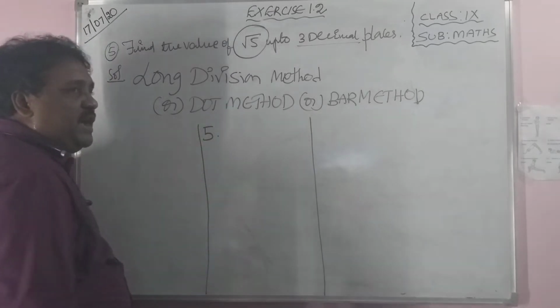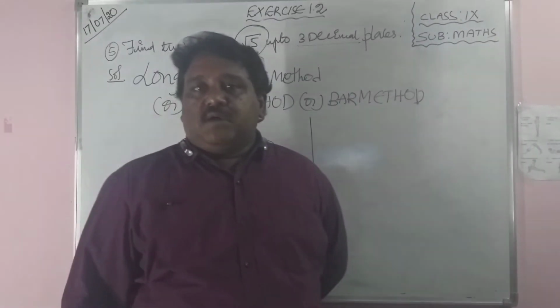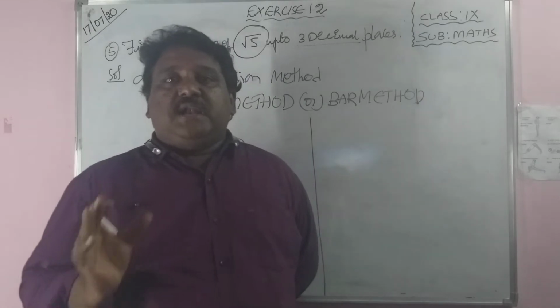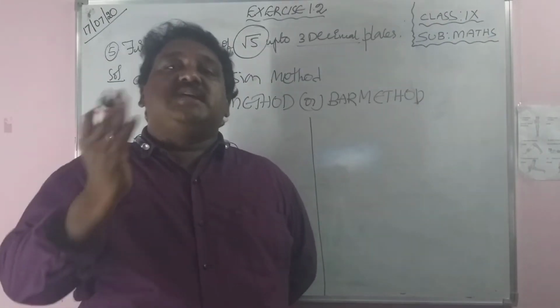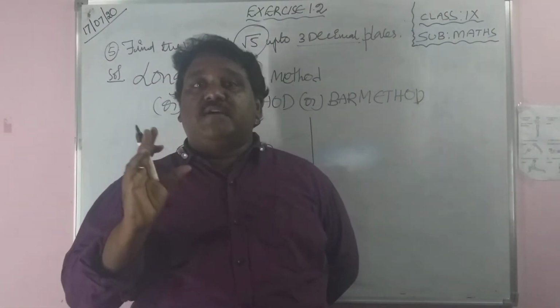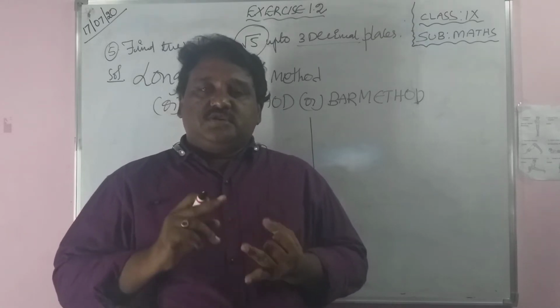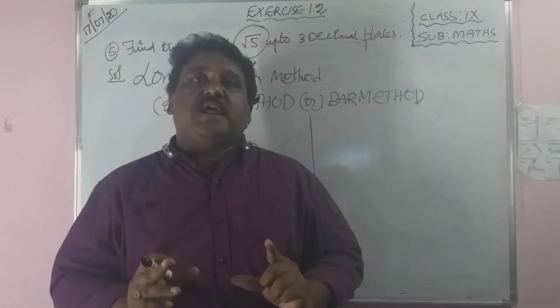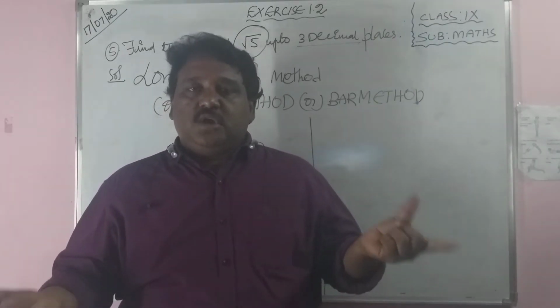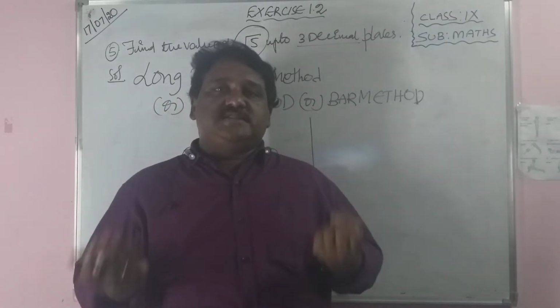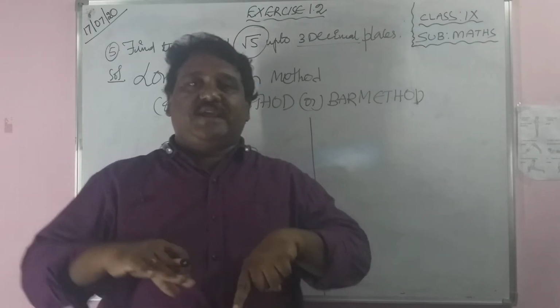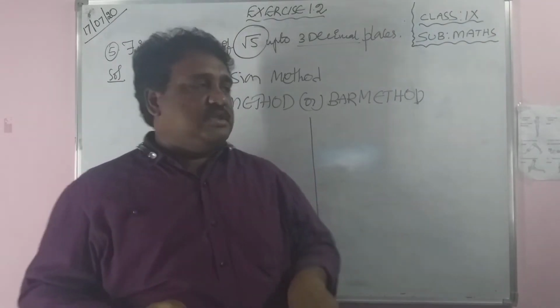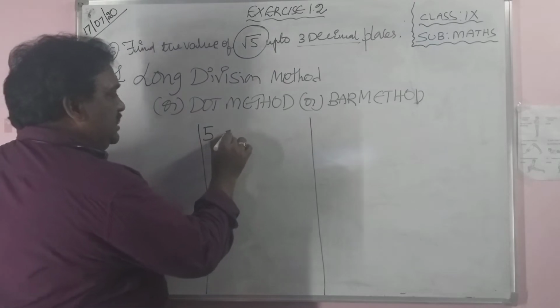5.5 means 5 point. What to write? 5 point, write zeros. How many zeros to write? Even number of zeros: 4 zeros, 2 zeros, 6 zeros, 8 zeros, like that. But don't write an odd number of zeros. Don't write 1 zero, 3 zeros, 5 zeros, 7 zeros, or 9 zeros.